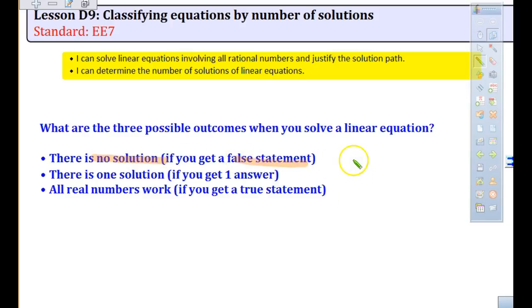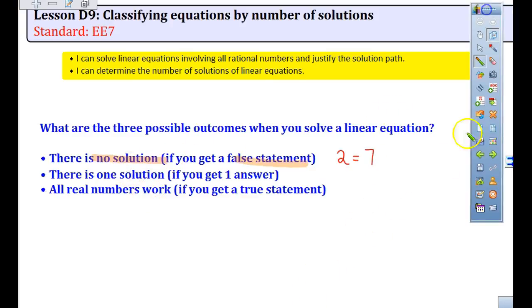What kind of a false statement would make us decide that there's no solution? Like 2 equals what? 7. 2 equals 7, right? That comes out and we get 2 equals 7. We want to put that our answer is no solution.